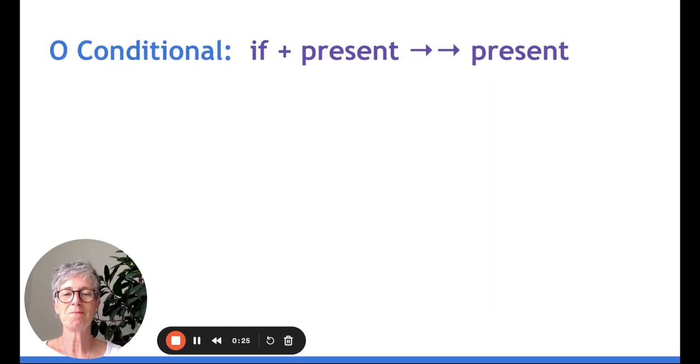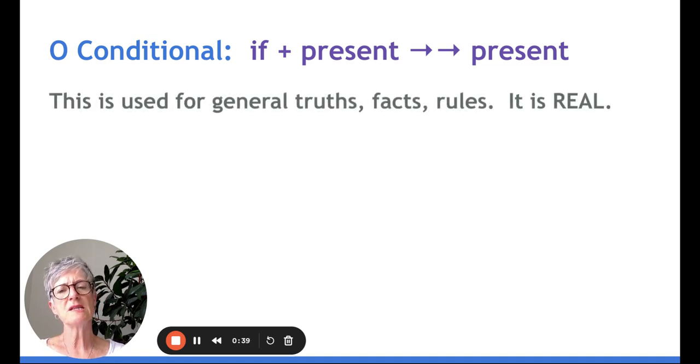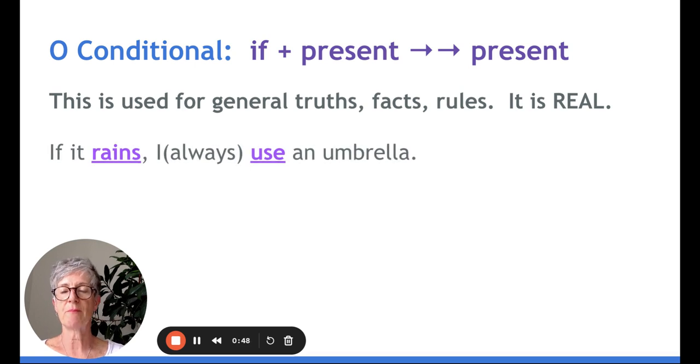Here we go. So the zero conditional. We use the simple present tense in the if clause, and we use the simple present tense in the other clause. Pretty easy. And we use this for a general truth, for a fact, something that is real. So for example, if it rains, I always use an umbrella. It's a fact.